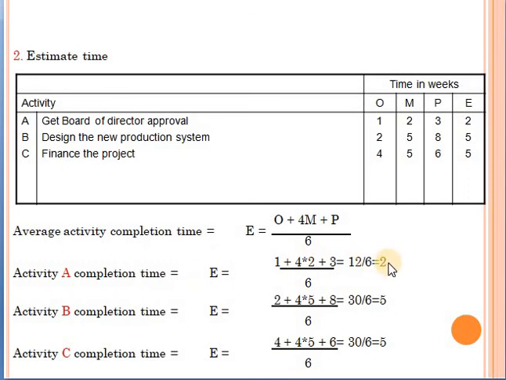Now let's see activity B. The optimistic is 2 weeks, most likely is 5, pessimistic is 8. So how do we get the completion time? 2 optimistic plus 4 times the most likely, which is 5, plus pessimistic of 8. It gives me 30 over 6. So the completion time would be 5. You see, this is the value. For C as well, this is the optimistic plus 4 times the most likely, which is 5 here, and the pessimistic of 6. So you see again, it's 5.